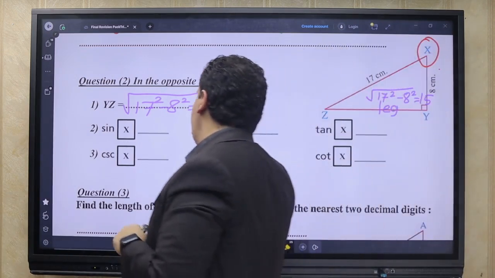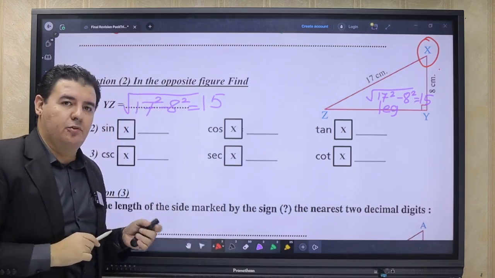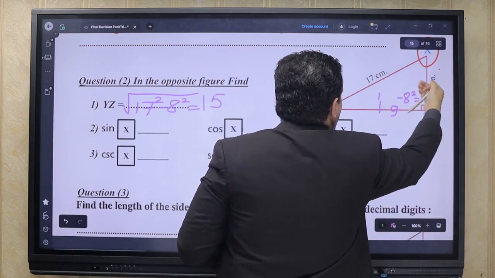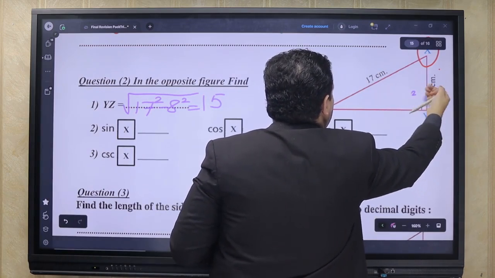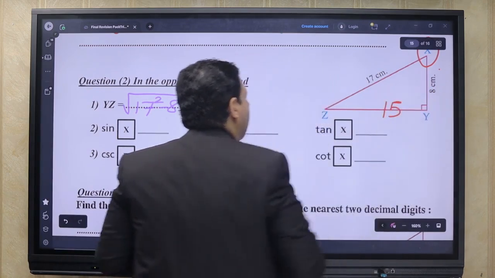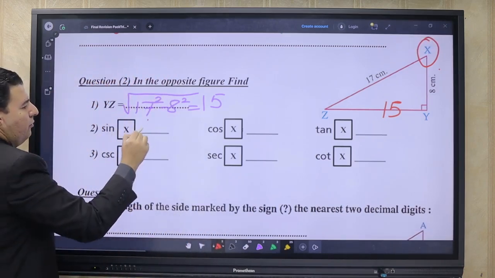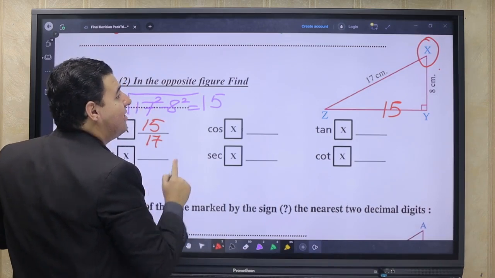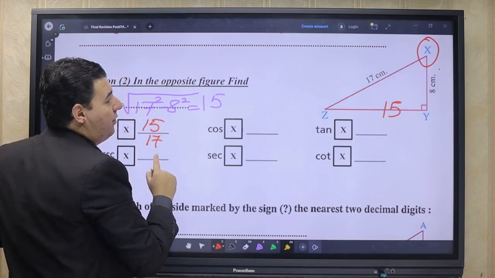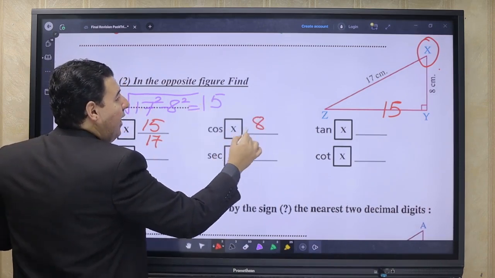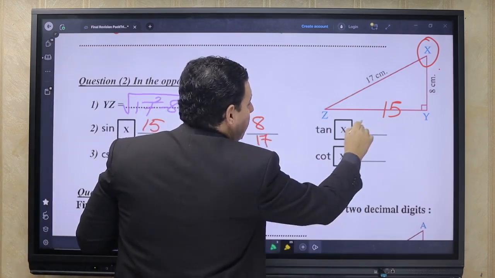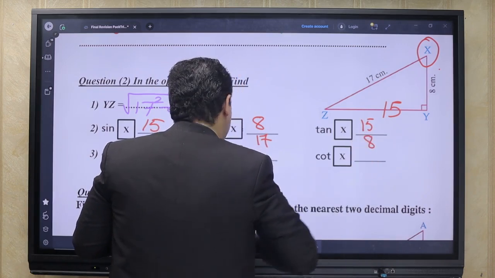Okay? So sine x, what is the value of sine? Opposite over hypotenuse. Opposite x here will be 15. So opposite is 15 and the hypotenuse equals 17. What is the value of cosine x? Adjacent for x is 8 and the hypotenuse equals 17. Tan x is opposite over adjacent, it will be 15 over 8.